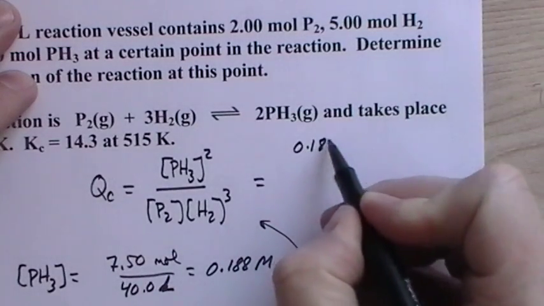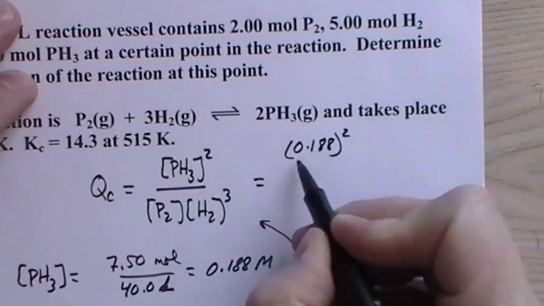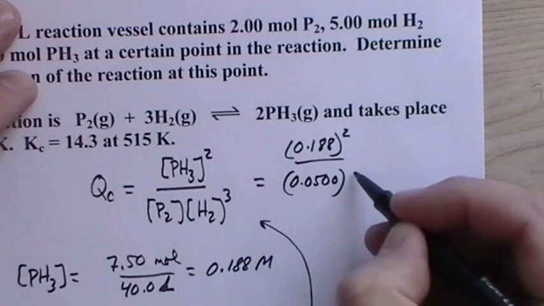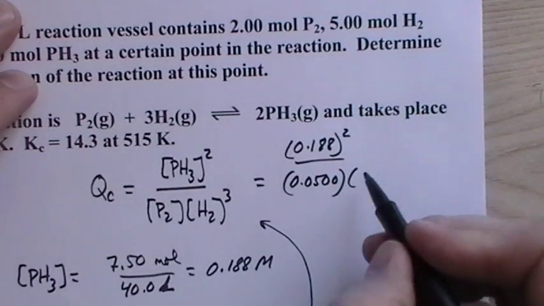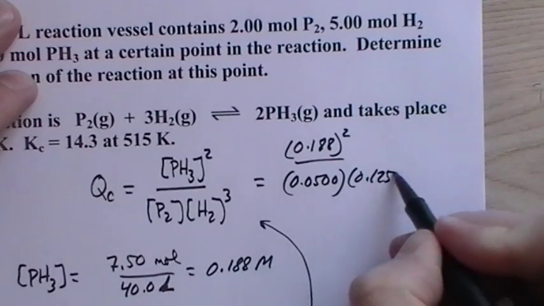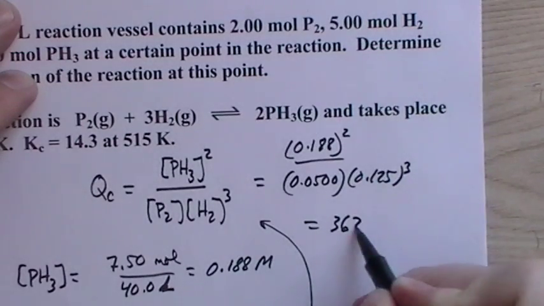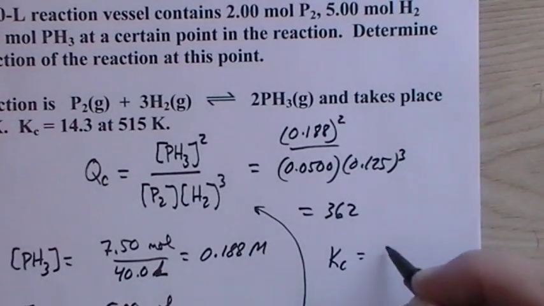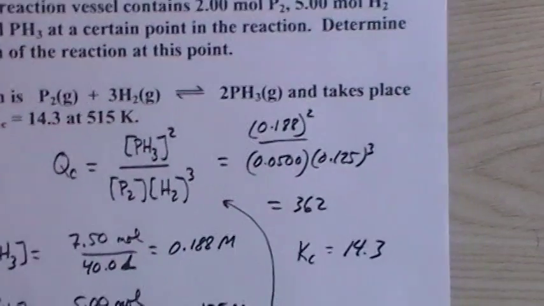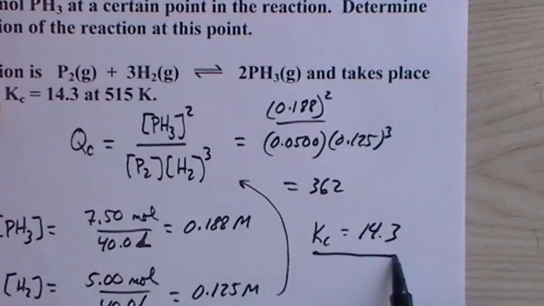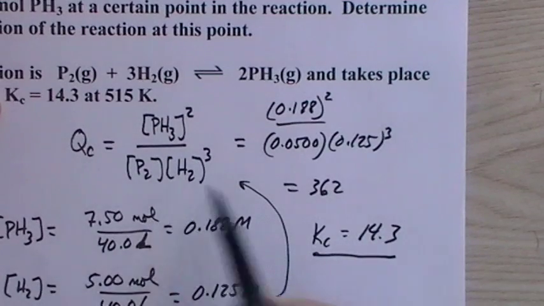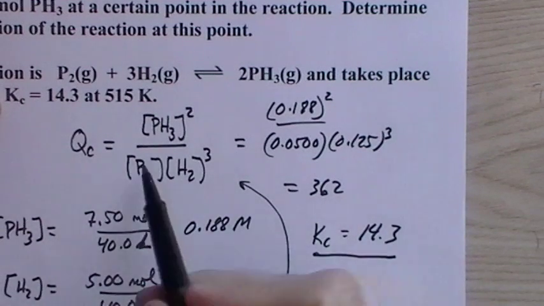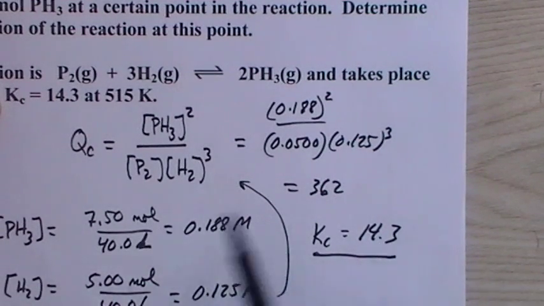Now, if you haven't seen this before, you say, well, how are we comparing them? What are we doing? You'll see in a second. But it's better to get the values in here and have QC set up. And 0.125 cubed, and we end up with 362, according to an earlier calculation. Now, KC is 14.3. When the concentrations are set up so that QC equals 14.3, then we're at equilibrium. But if QC is not equal to 14.3, then we're not at equilibrium.